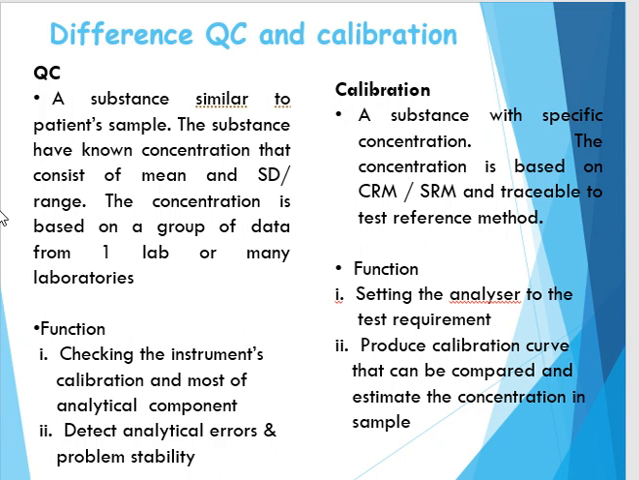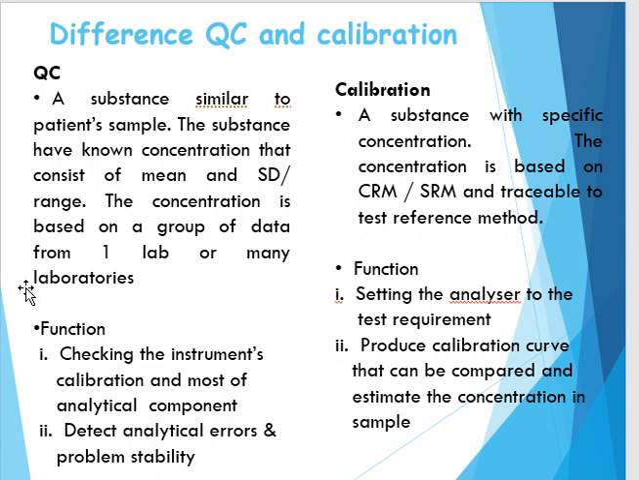Okay, what is the difference between QC and calibrator? QC is a substance similar to patient samples. The substance has a known concentration that consists of mean and SD or range. The concentration is based on a group of data from one lab or many labs. Whereas a calibrator is a substance with specific concentration. The concentration is based on certified reference material or standard reference material and traceable to a test reference method.